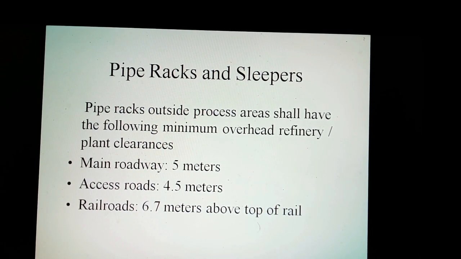Pipe racks outside process areas shall have the following minimum overhead refinery or plant clearances. Main roadway, 5 meters. Access roads, 4.5 meters. Railroads, 6.7 meters above top of rail.